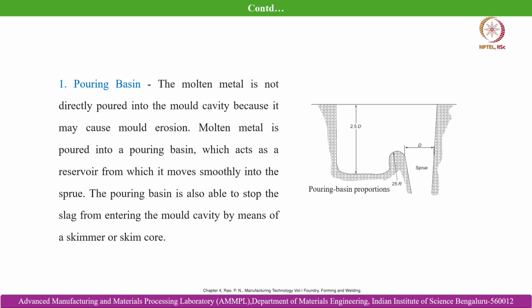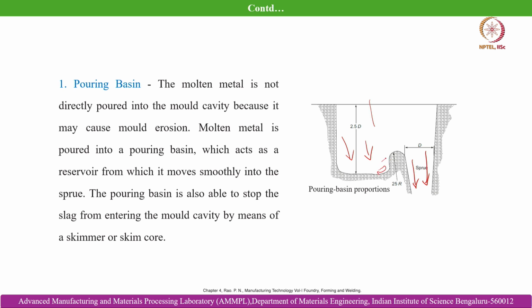As I told you before, the molten metal is directly poured into the pouring basin, and it can decrease the melt velocity so that it does not cause turbulent entry into the sprue. So, the velocity and flow rate can be regulated, and you can see there is a hump at the entry from the pouring basin to the sprue. This can act like a strainer.